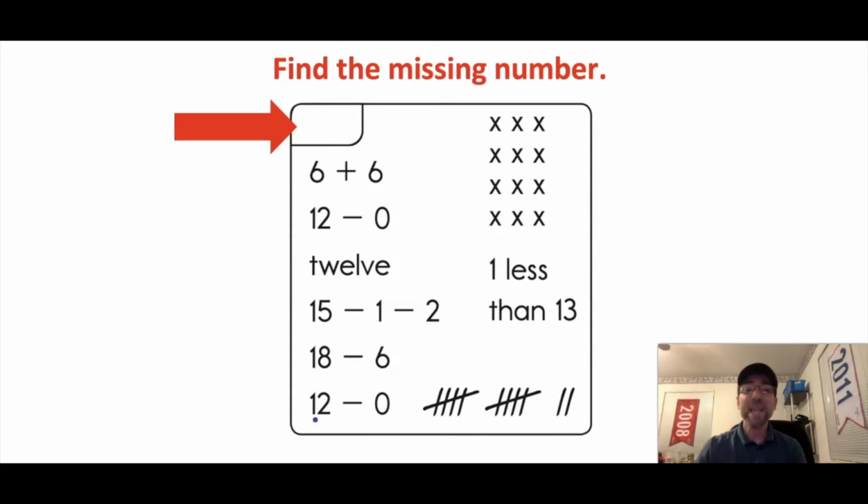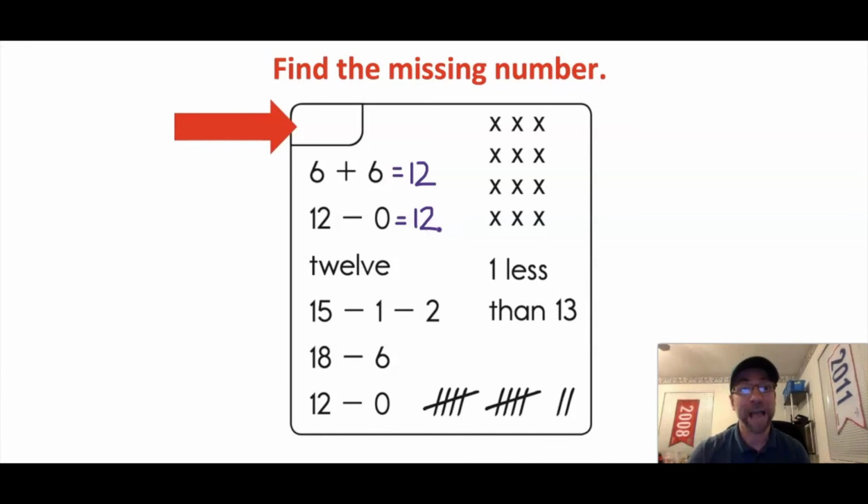And then there's another type of a problem. This time, we have to find the missing number. What is the name of our name collection box? And the only way to do this is to solve all the problems and make sure they all name the number. So let's go ahead and try. 6 plus 6. Does that equal a doubles fact? 12. 12 minus 0. 12. What do you think the name is going to be?